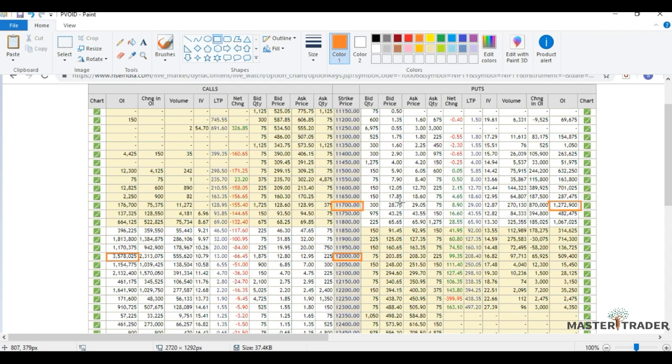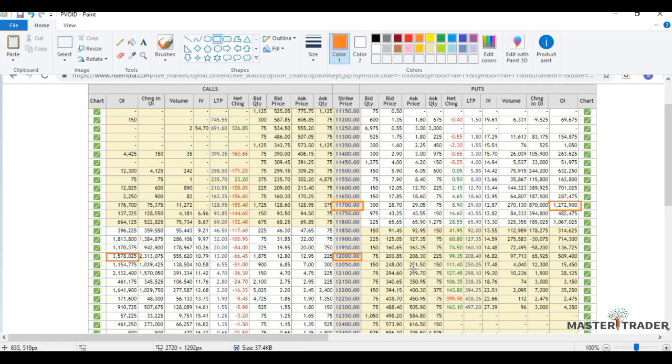Okay, now understand one thing: the data keeps changing, so we need to keep track of the data. For all we know, this number of contracts may come to 12,100, and then this can become our next major resistance, right? So this data will keep changing throughout the day. Okay, so we need to keep an eye on that, right?